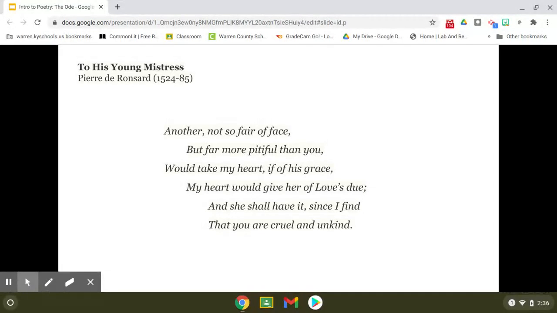And she can have it. Because you are so mean to me, I'm going to give my heart to someone else. So this kind of sums up the theme of it. I'm leaving you. You're too mean. So that's an example of a Pindaric ode.